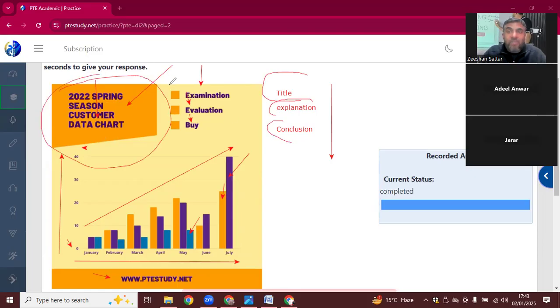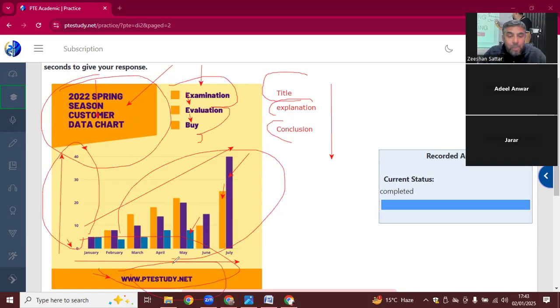The picture contains information relating to this one, this one, this one, and then the colors, and this one. In conclusion, the picture is very informative, and yes, these 3 steps can be very helpful. You do not need to memorize any template.